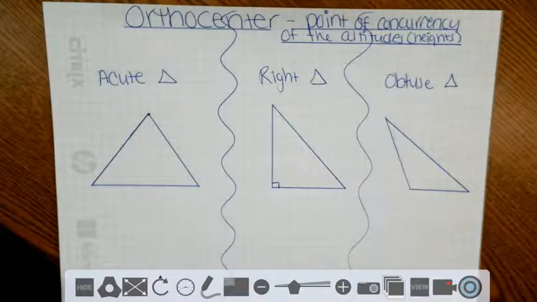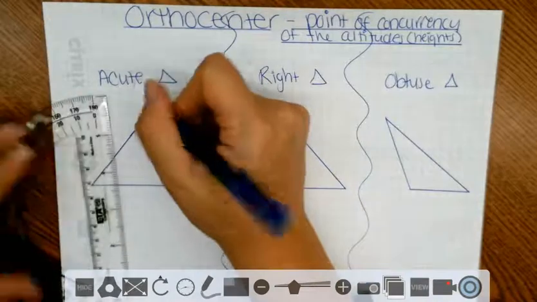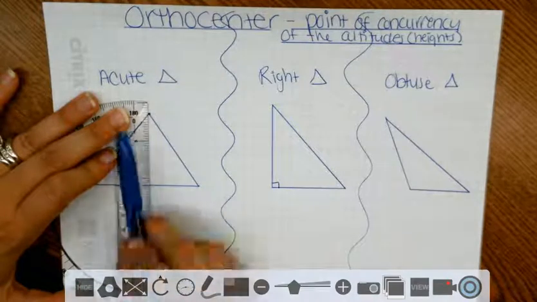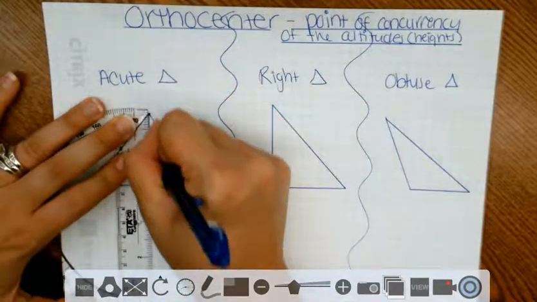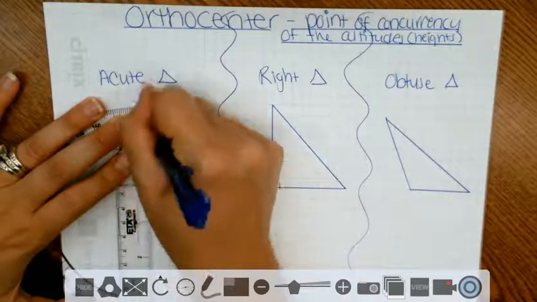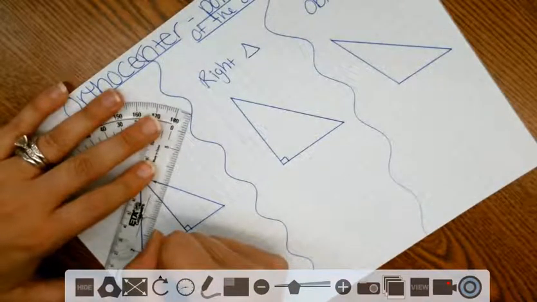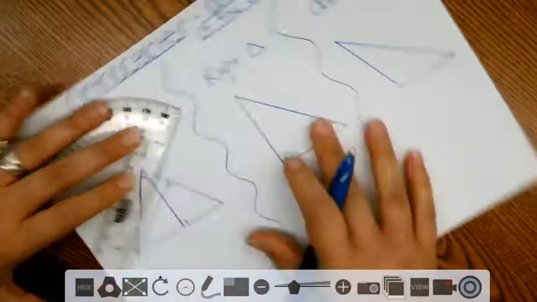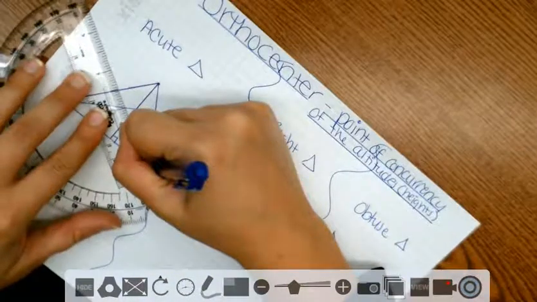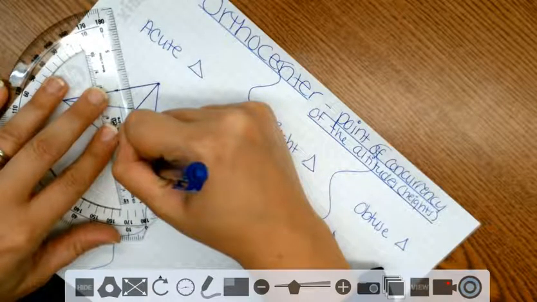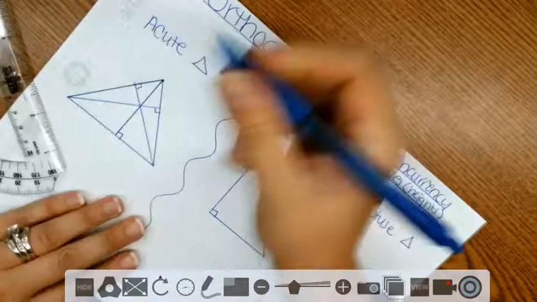Alright, so you guys should have tried these on your own. So for an acute triangle, where's our orthocenter? So once again, our orthocenter's are heights, so we're going to go from the vertex opposite and drop a perpendicular line. So on this, these lines are perpendicular, right? So I'm just going to go and drop those heights. Okay, so I have my heights, and my orthocenter is inside of an acute triangle.